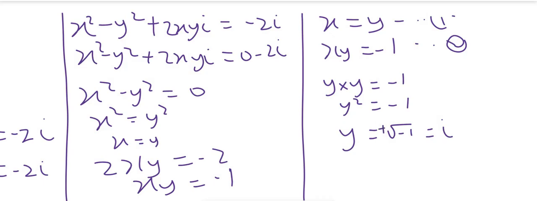y is the square root of minus 1, which is I. Sorry, plus or minus the square root of minus 1, which is I. Let me write properly: y is equal to plus or minus I. That's y. So the next thing is to get x. So I would use xy equal negative 1.